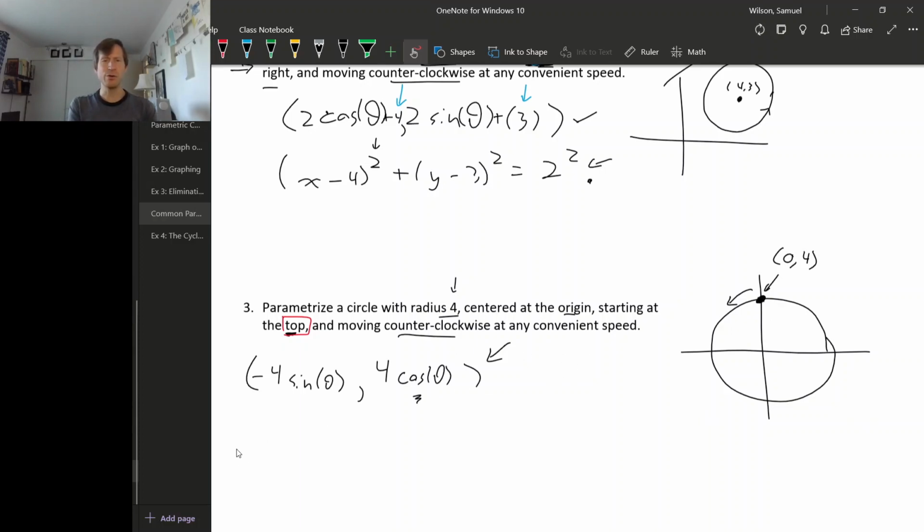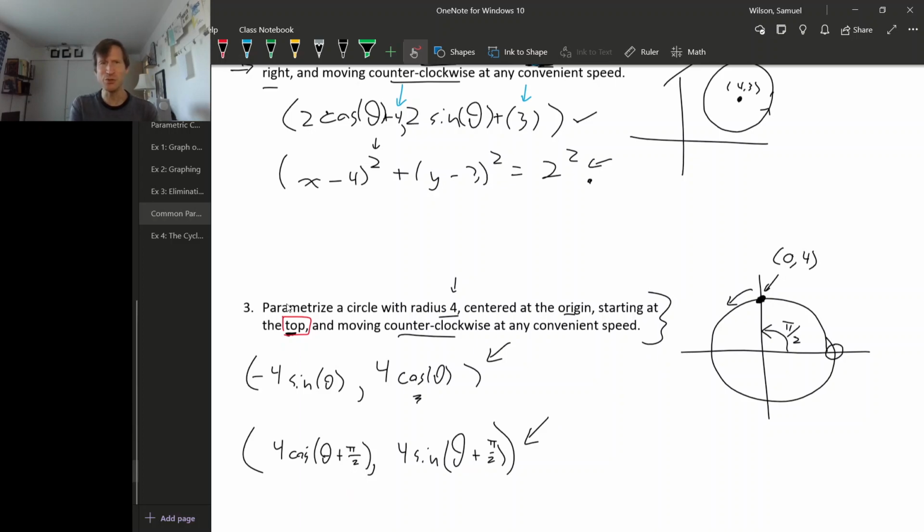There's another way to do it, though, which is this. This is a circle of radius 4, so we could just write 4 cosine theta and 4 sine theta. But this way of parametrizing the circle doesn't start at the top, it starts at this right-hand point. So what we need to do is add an initial angle, pi over 2, to get us up to the top. And that means inside of our trig functions, instead of just theta, it should be theta plus pi over 2. So this is another way to write down a parametrization for this particular situation.